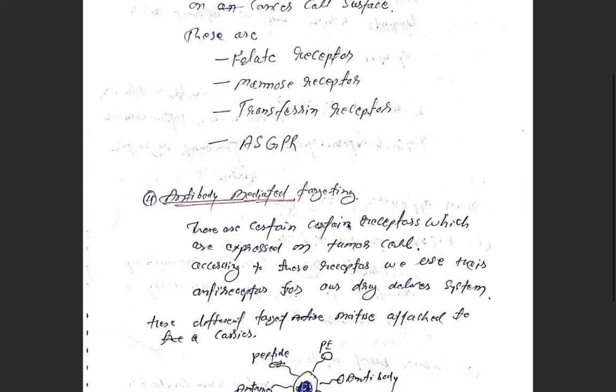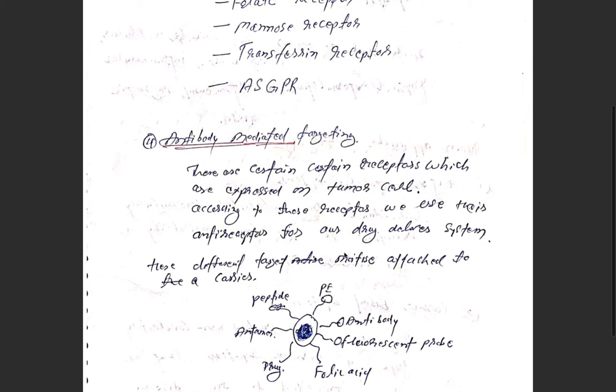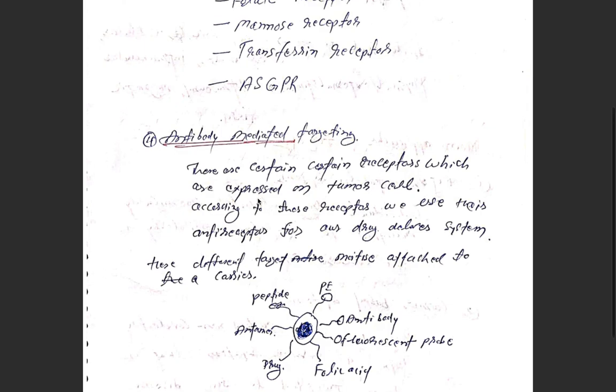Antibody mediated targeting. There are certain receptors which are expressed on the tumor cell. According to these receptors, we use their anti-receptors for our drug delivery system. This is known as antibody mediated targeting.